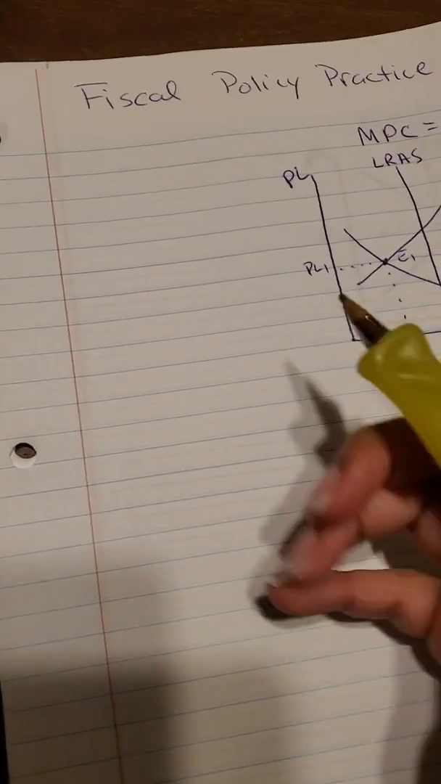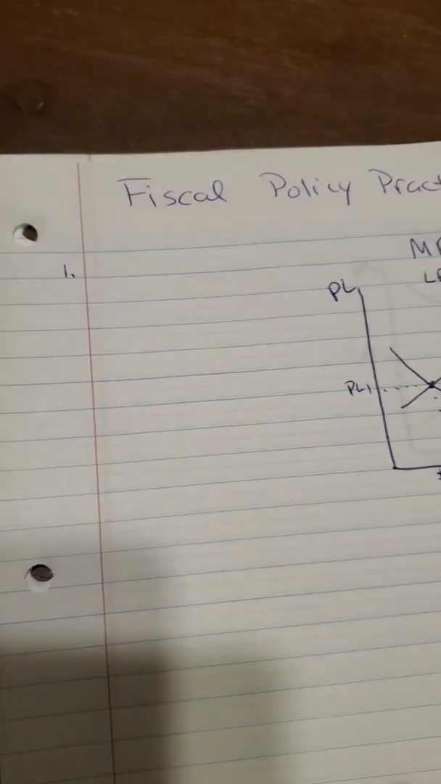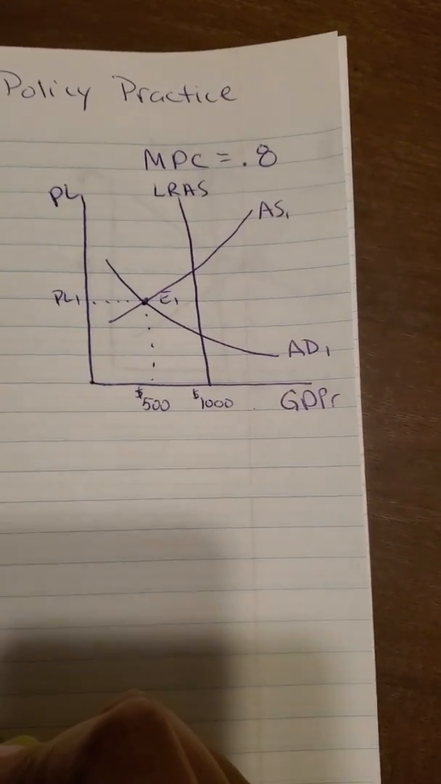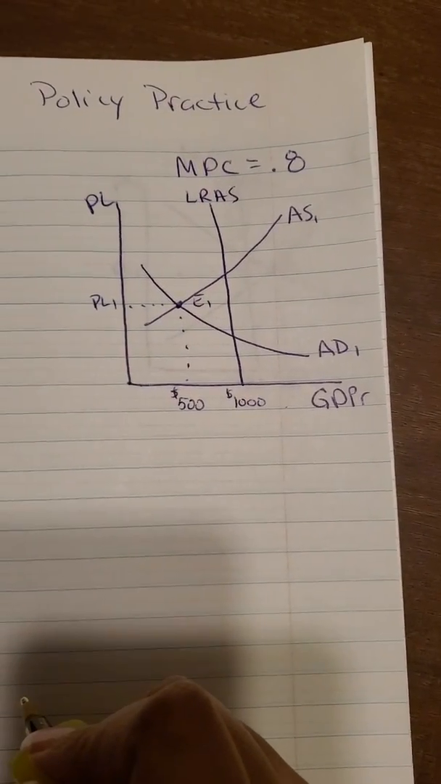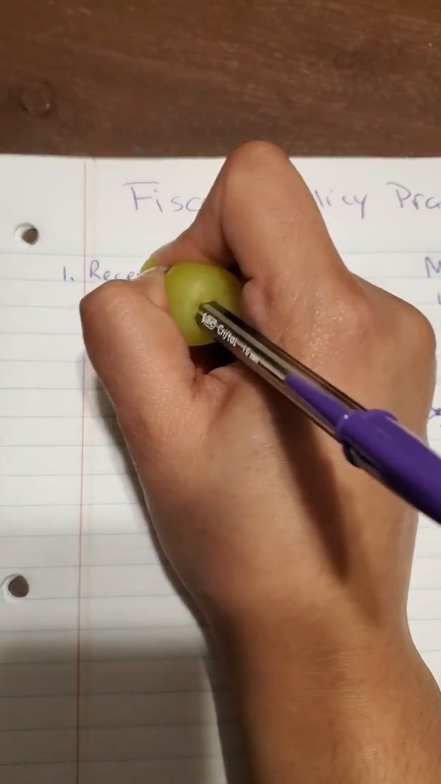So the first question I believe asks, what kind of gap is this? So what kind of gap is that? It is a recessionary gap, so we write recessionary.